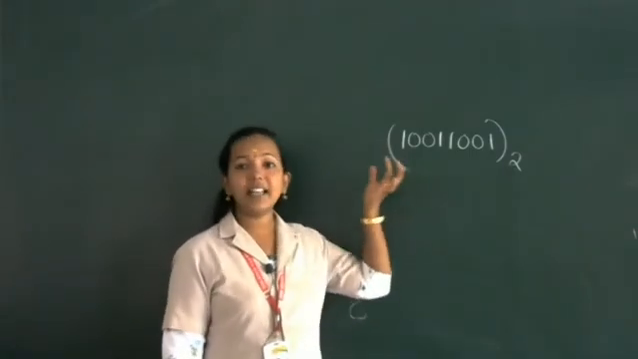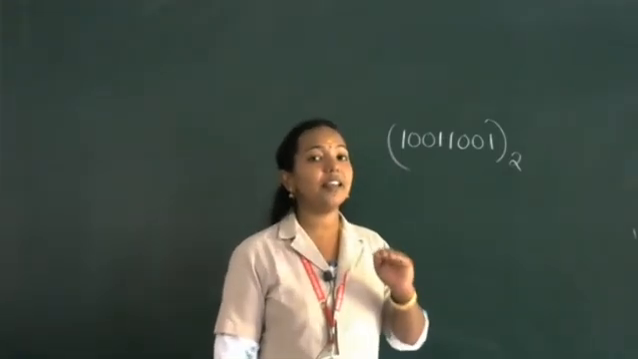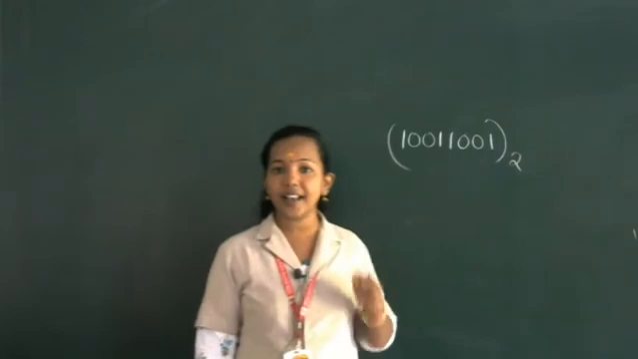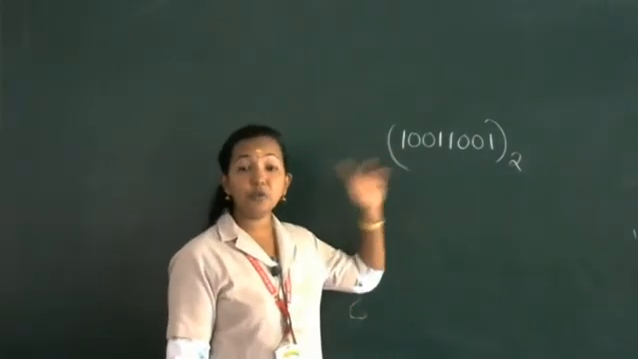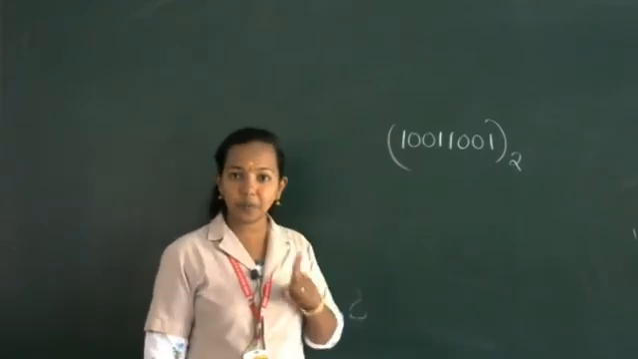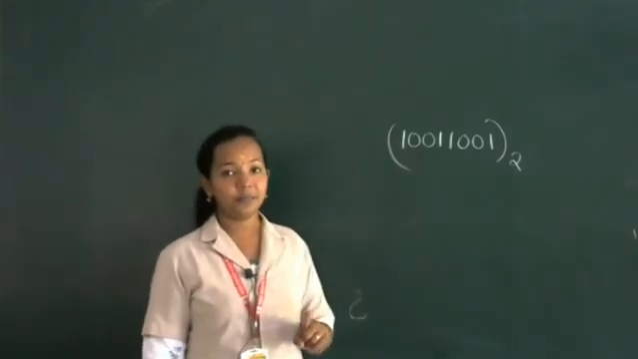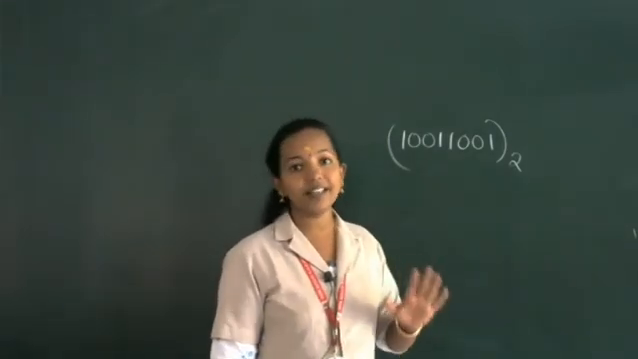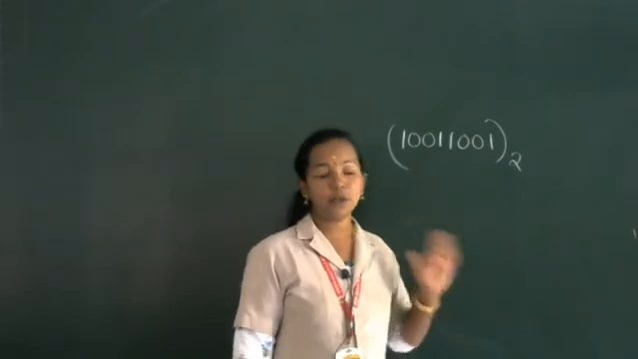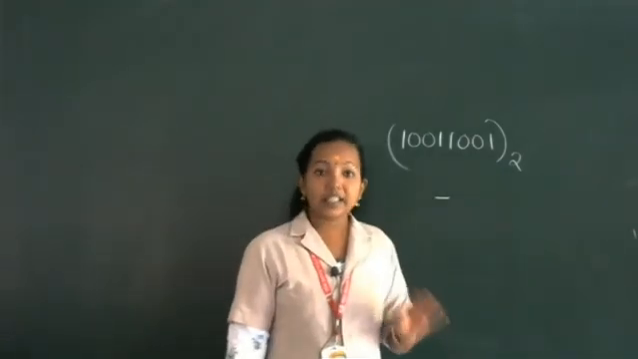But here, in sign magnitude representation, the leftmost bit is treated as the sign bit. So here the leftmost bit is 1. That means this number is a negative number. We can easily identify that if the leftmost bit is 1, then it is a negative number. So we already found that this number is a negative number.